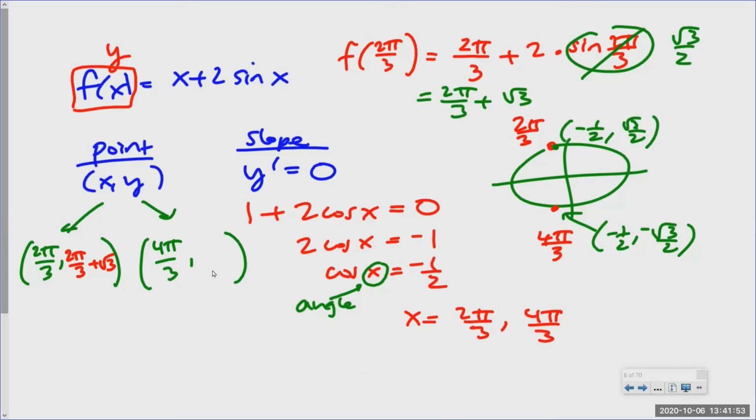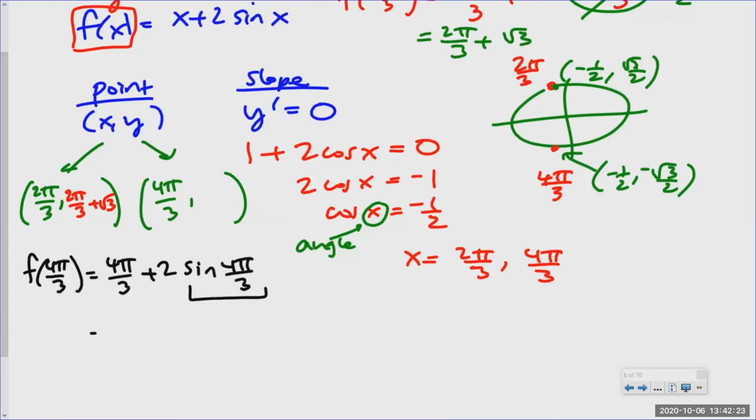All right, let's go to 4 pi over 3. Everywhere there's an x, you're going to plug in 4 pi over 3. So here we go. F of 4 pi over 3 is equal to what? Everywhere there's an x, I'm going to put in 4 pi over 3. So there's 4 pi over 3, plus 2 times the sine value of 4 pi over 3. What's the sine of 4 pi over 3? I'm going to put in 2 times negative root 3 over 2. Do you see the 2's cancel out? And so what I get is 4 pi over 3 minus root 3.